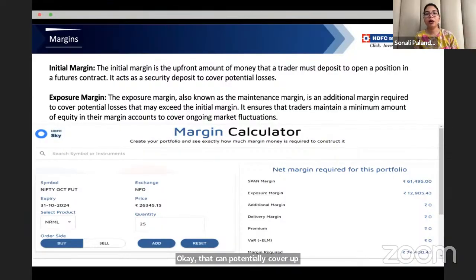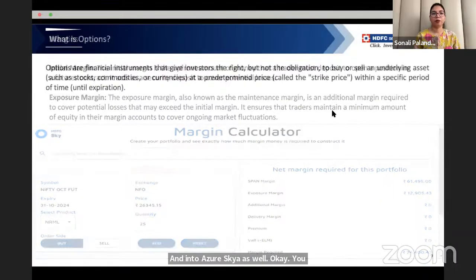So if your total M2M losses increase, this particular margin, you will get the margin call. Okay, and then you will have to add more capital, otherwise the broker will cut down your position. That's how it happens. Okay, so this is the margin calculator. The margin calculator is available in HDFC Invest, right, web, and in HDFC Sky as well. Okay, you can explore that.